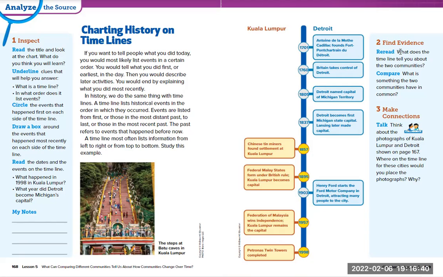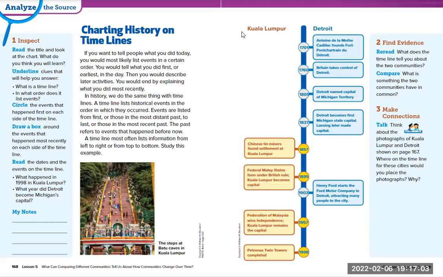Finding evidence, you're going to reread and check what the timeline tells you about the two communities. Then you're going to compare: what is something that the two communities have in common? In order to find something they have in common, you need to check each and every one of these and see if there's anything in here that talks about something they might both have.